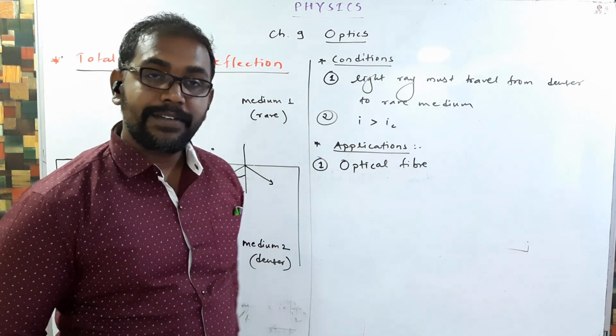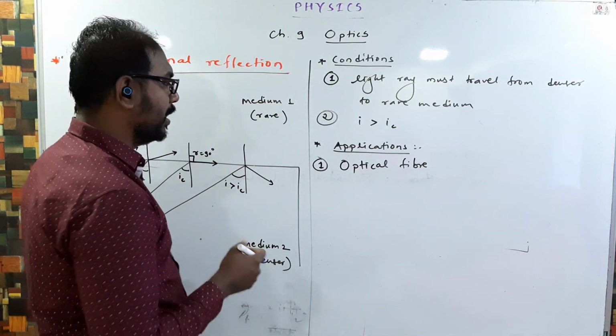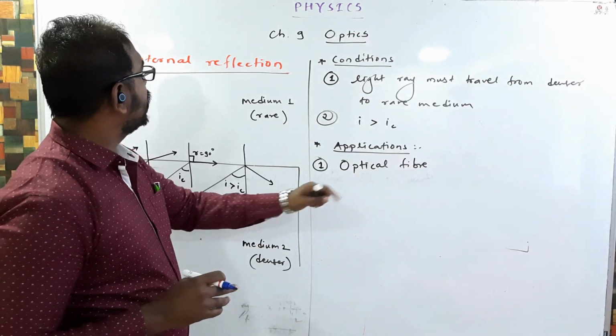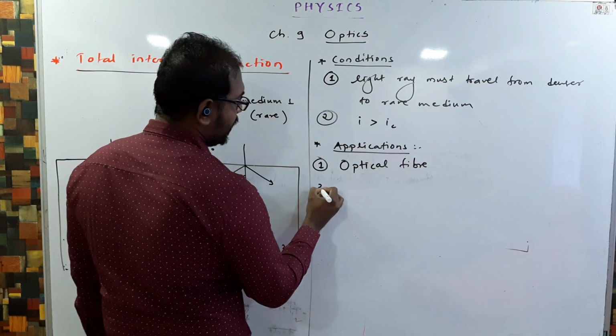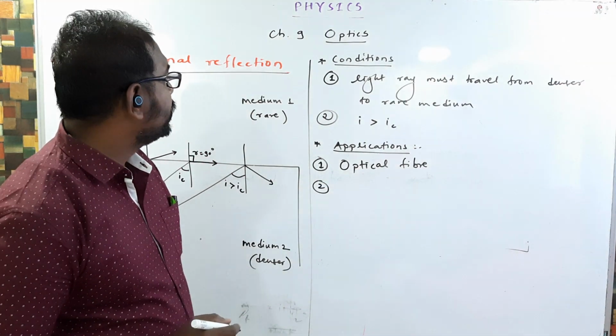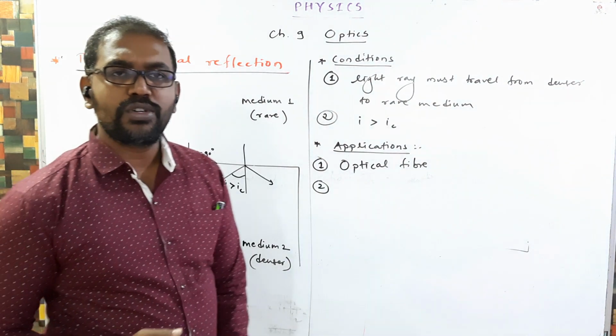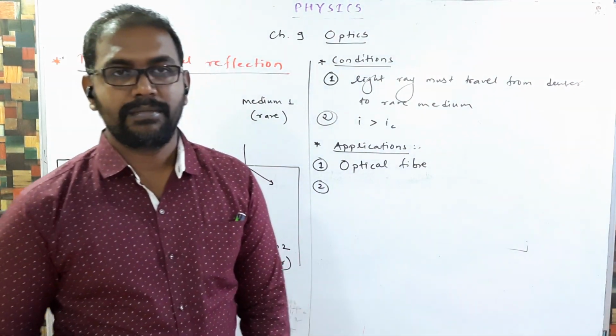Now, what is optical fiber and how it works, that we have to learn in the next article. But here you remember that total internal reflection is used in the optical fiber. The second thing is the brilliance of stone, brilliance of some stone. For example, brilliance of diamond.